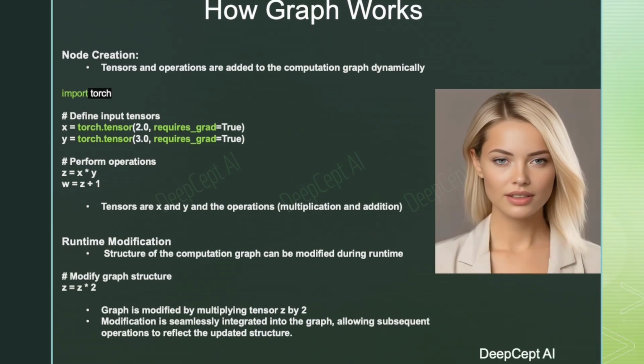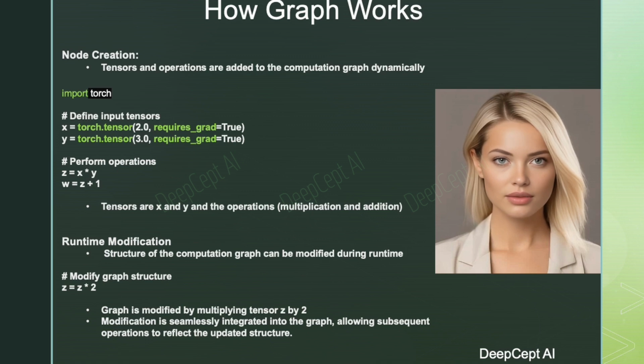Dynamic computation graphs in PyTorch enable flexible model construction and optimization by allowing the graph structure to be modified during runtime. As tensors are created and operations are performed, nodes representing these tensors and operations are added to the computation graph dynamically. For instance, consider defining tensors x and y and performing operations like multiplication and addition, where each operation dynamically adds corresponding nodes to the graph.